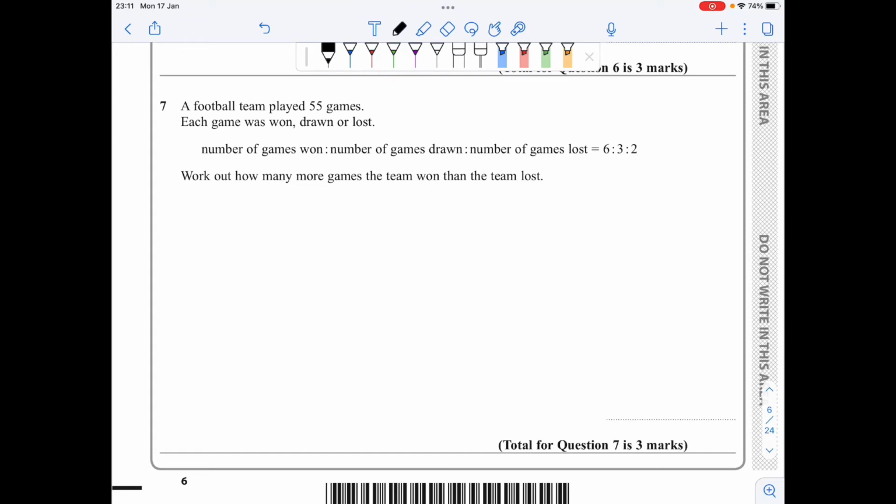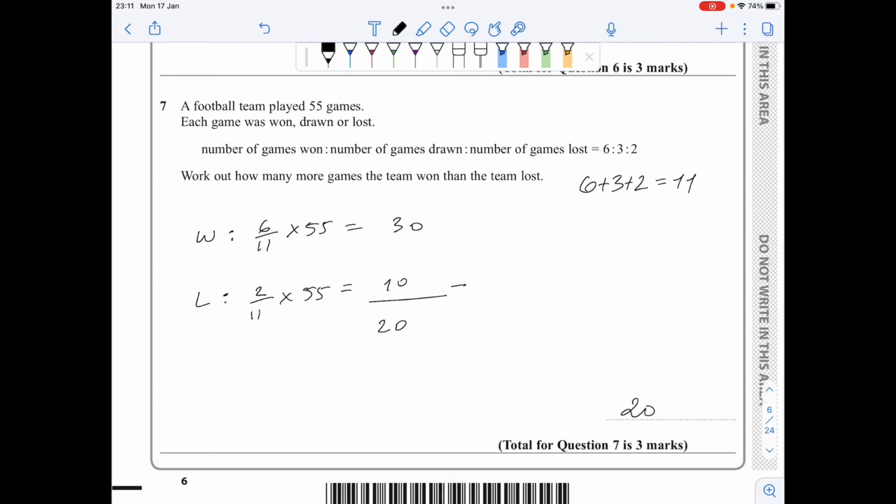For question 7, if I add 6 plus 3 plus 2, this will give me 11 parts. So the number of games won is equal to 6 over 11 times 55, which is equal to 30. The number of games lost is 2 over 11 times 55, which is equal to 10. And if I subtract this, I get 20, and this is what I need to find.